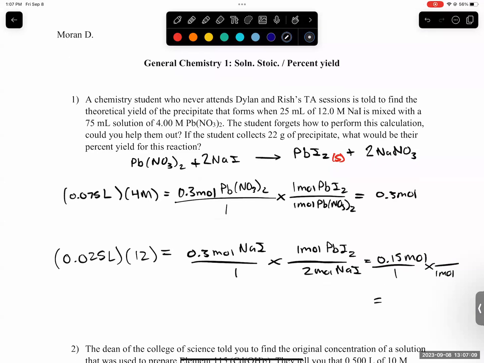What's the molar mass of that? PbI2? There it is. So this does require some solubility rules. Sodium. Okay, so that's something I need to work on.